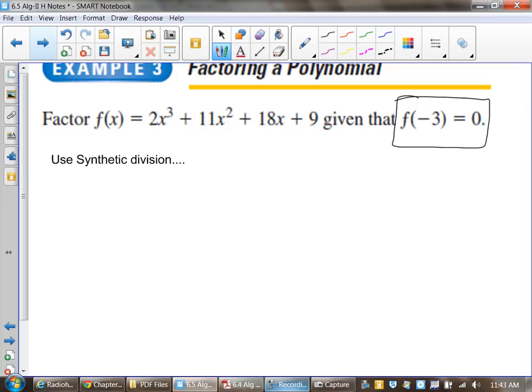It'll say negative 3 is the 0, or it'll say divide by x plus 3. If it says divide by x plus 3, you have to make the 0. Here they're telling you this is the 0, so you don't change the sign. You have to just read it carefully.